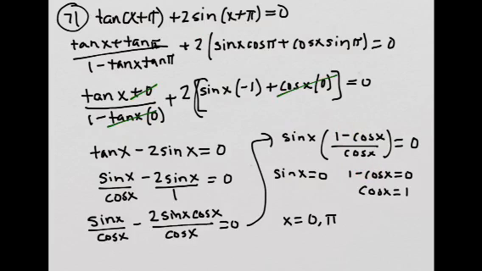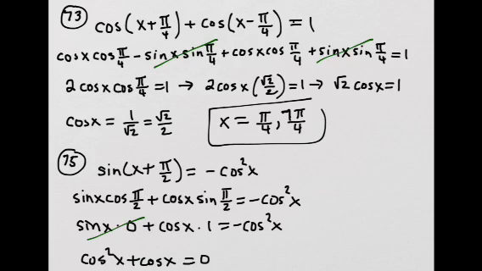And so for sine x equals 0, it's 0 and pi, and cosine equals 1, that's pi. So I'm sorry, that's 0. Take it back. That's 0. And so you don't have to write the answer again. So the final answer is just 0 and pi.